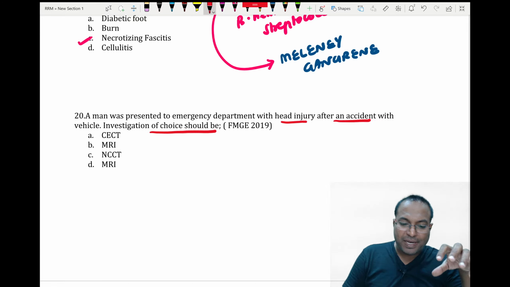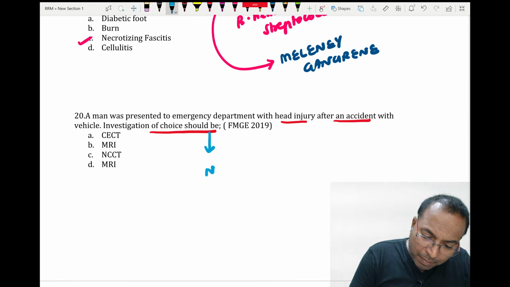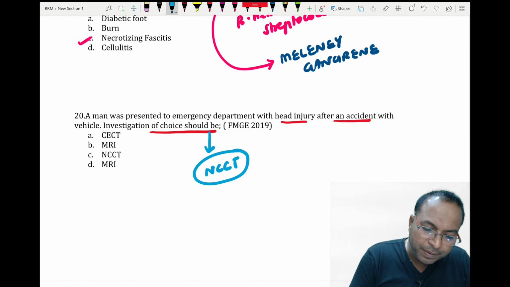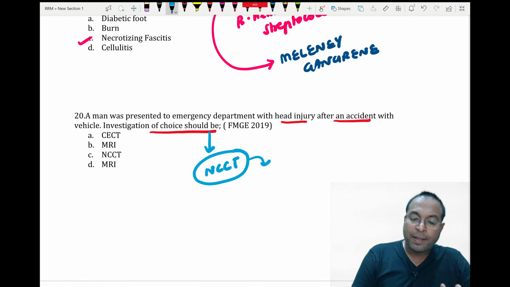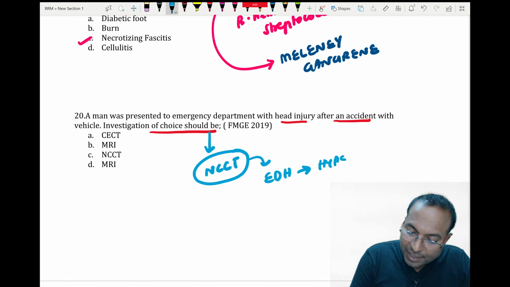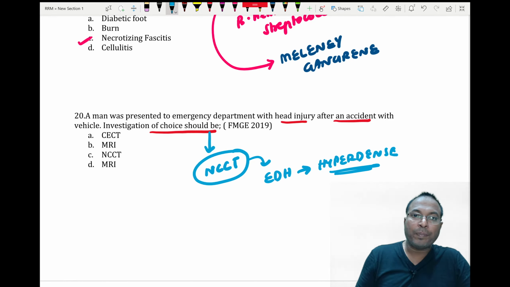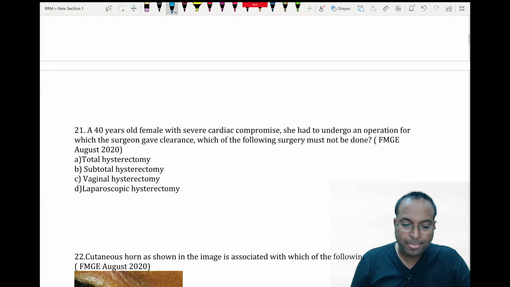What is the answer for a patient who is having a head injury? Please remember, it is non-contrast CT. We don't take contrast CT for a head injury. In a non-contrast CT, the hemorrhage looks bright. When there is an EDH, that blood will look bright. That is known as hyperdense. We are going to see such images. I'll show you non-contrast pictures soon. So EDH will look hyperdense. So the answer is non-contrast CT.